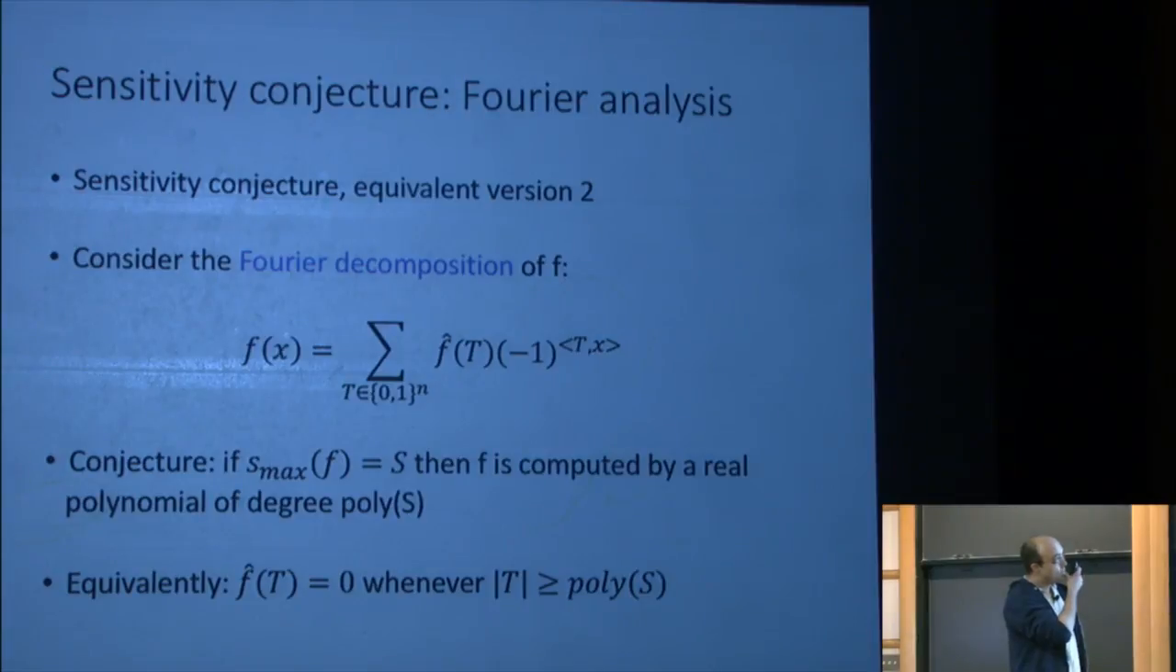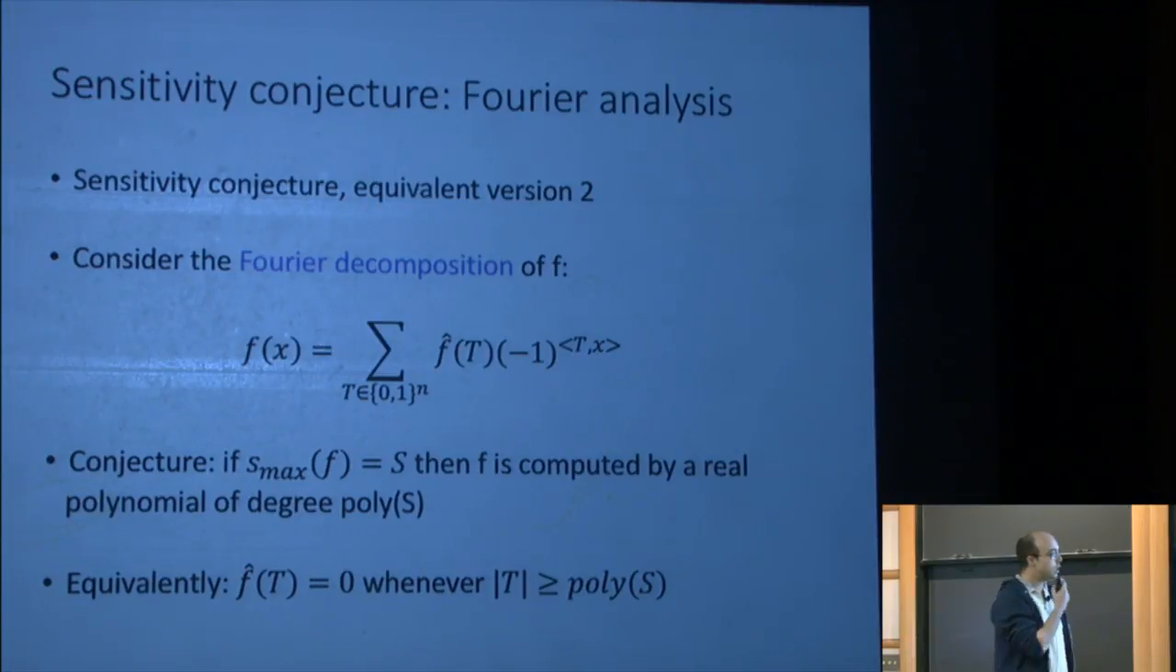So here's another viewpoint on the sensitivity conjecture from the lens of Fourier analysis. Now we're going back to our Boolean function, and we decompose it into its Fourier coefficients. Here's another equivalent version of the sensitivity conjecture. If the maximal sensitivity is some parameter s, then you can compute f by a real polynomial of degree polynomial in s, which is equivalent to saying that I don't need this full expansion. I can throw away all the Fourier coefficients where the size of t is large enough, and large enough here is polynomial in s. It's the degree of f as a real polynomial.